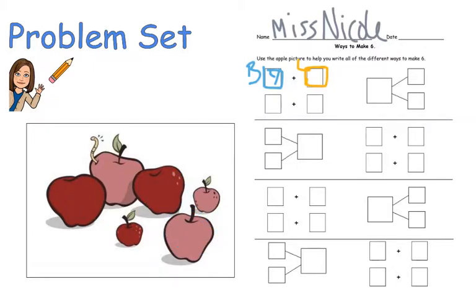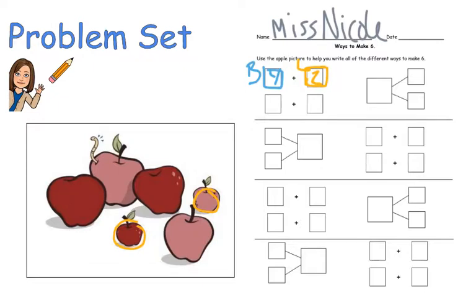Now I want you to count the little apples. Let's see. How many little apples did you get? 2. There are 2 little apples. Very good. So write your 2.